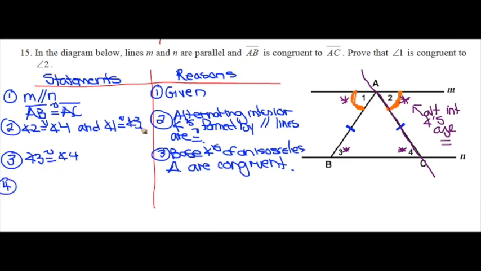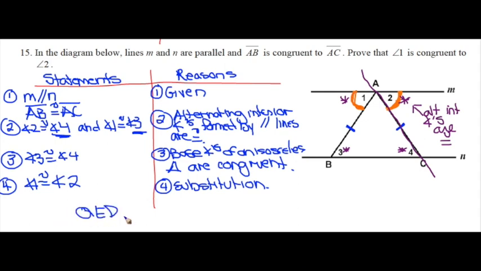Since 3 is the same thing as 4, and we've already mentioned them up here, we can sort of swap out that idea. If 2 is the same as 4 and 1 is the same as 3, but 3 and 4 are the same, you might say transitive. I'm going to go with substitution. So angle 1 is congruent to angle 2, and I would go with substitution. QED. Short and sweet.